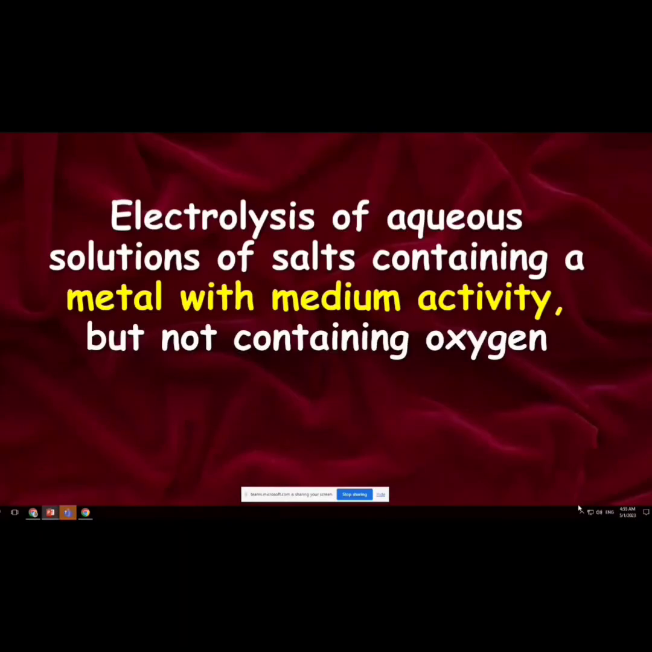Okay, and now let's talk about metals with medium activity. We consider the electrolysis of the salt of an active metal, of a weak metal, in which case they do not contain oxygen. Now let's consider electrolysis of a metal with a medium activity and a salt which does not contain oxygen. So electrolysis of, let's take this.